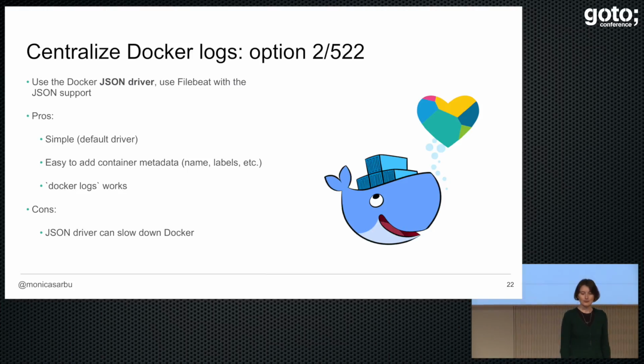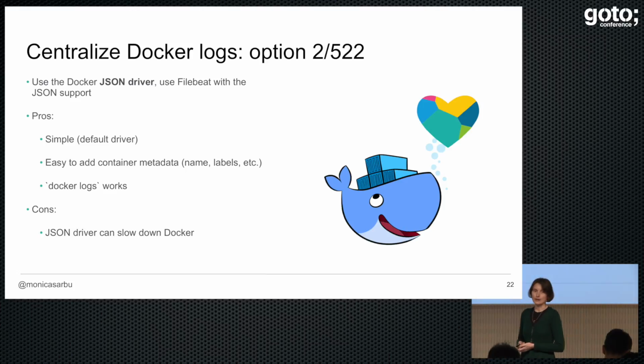Another solution is to use the JSON driver from Docker and use Filebeat with the JSON support. This solution is simple because the JSON driver is the default driver in Docker, and it's also easy to get container metadata from your container, for example, the name of the container and the labels of the container. In addition, you can also use the docker logs command. The disadvantage is that some people think that the JSON driver might slow down your Docker container.